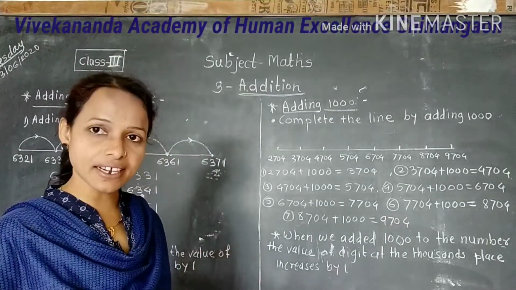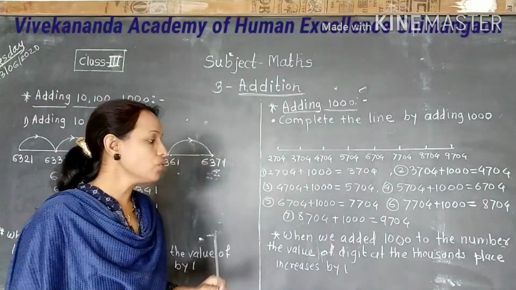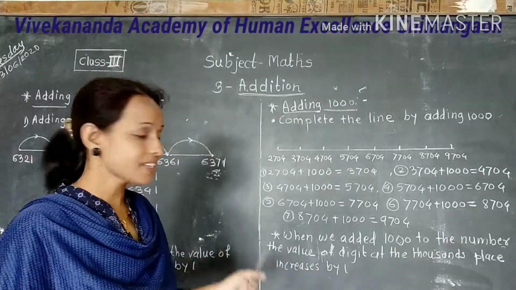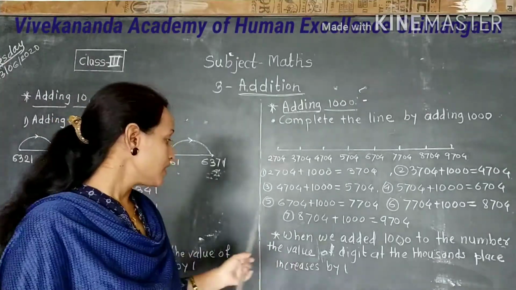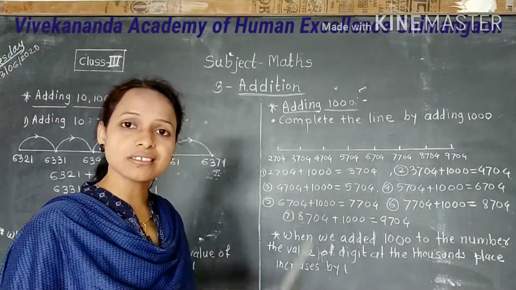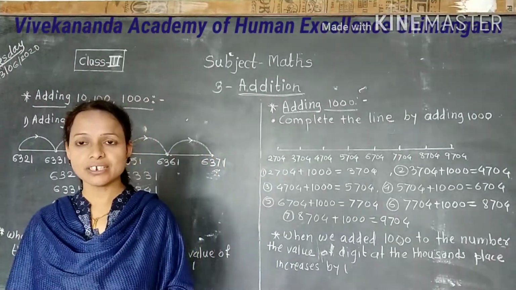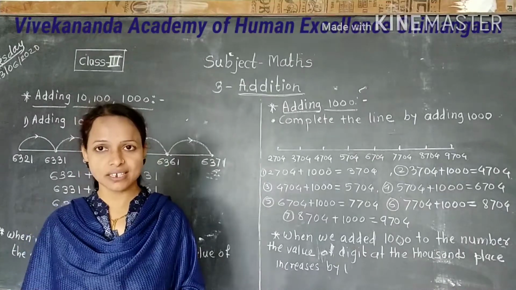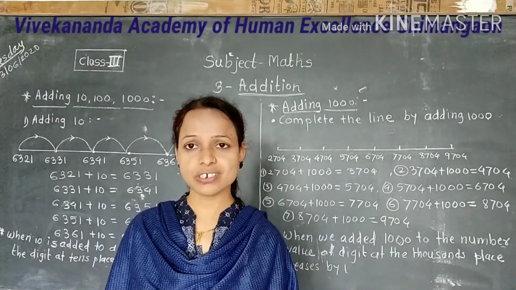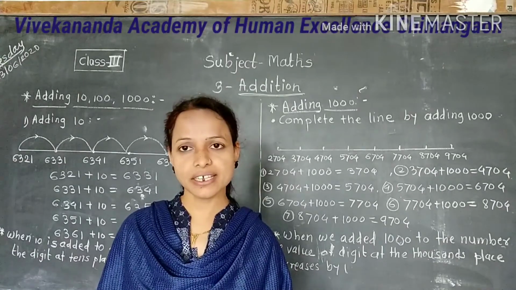When we added 100, what is your conclusion? When we added 100 to the number, the value of the digit at 100 place increases by 1. And last, when we added 1000 to the number, the value of the digit at 1000 place increases by 1. By using those rules, you have to complete the number lines given in exercise 3. First question, complete the number line by adding 10. Second question, by adding 100. And third question, by adding 1000.